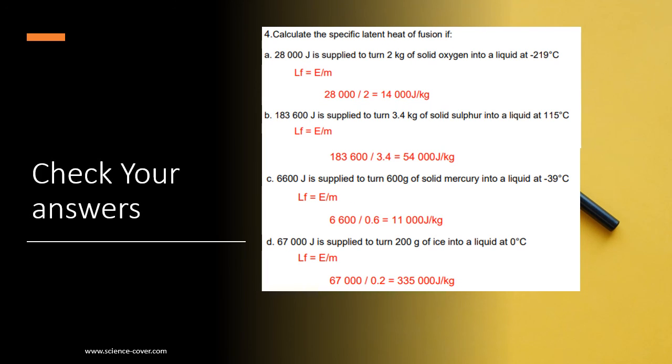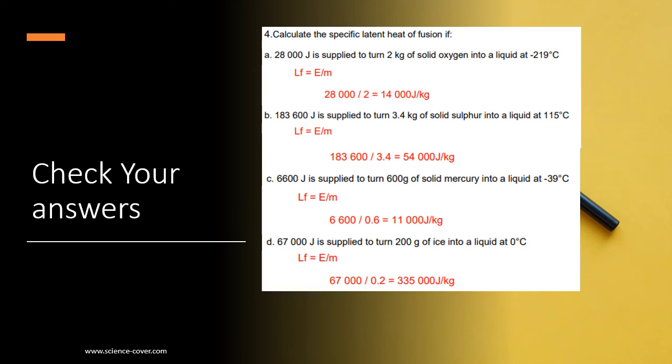Question 4. Calculate the specific latent heat of fusion if, A, 28,000 joules is supplied to 2 kilograms of solid oxygen into a liquid. So the latent heat of fusion is the energy divided by the mass. So this is 28,000 divided by 2, which is 14,000 joules per kilogram. In part B, we've got 183,600 joules being supplied to just 3.4 kilograms. So the latent heat of fusion is the energy divided by the mass. It's 183,600 divided by 3.4, which gives us 54,000.